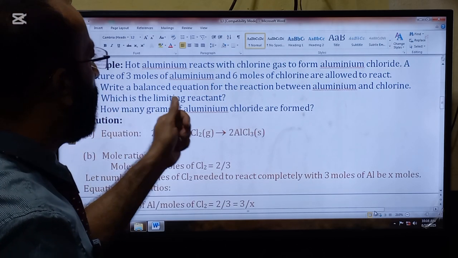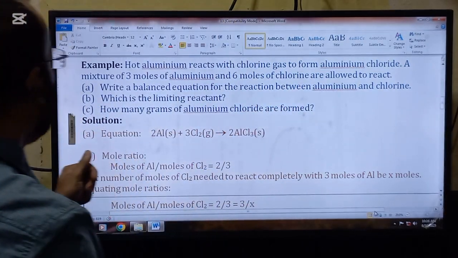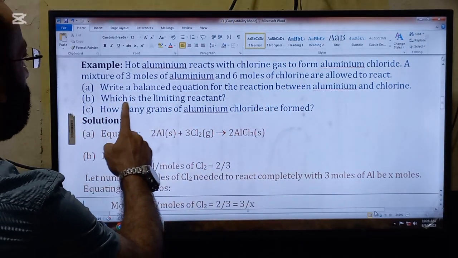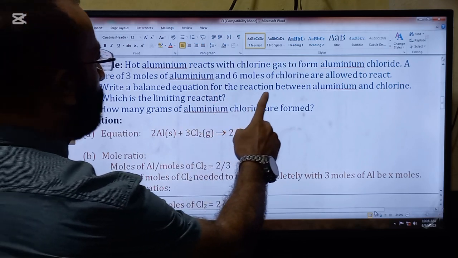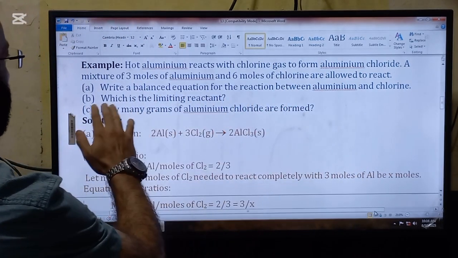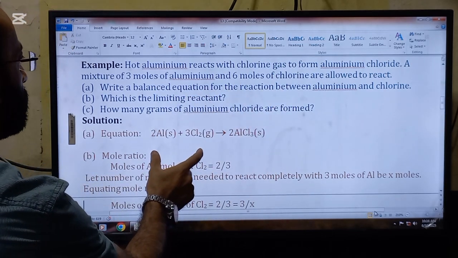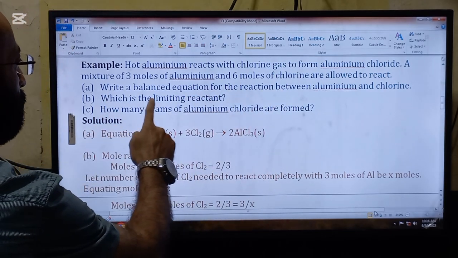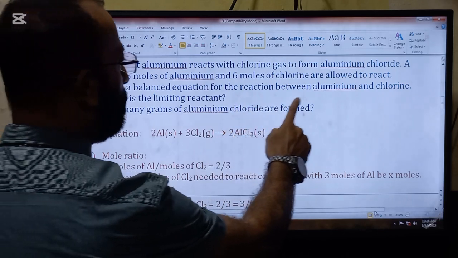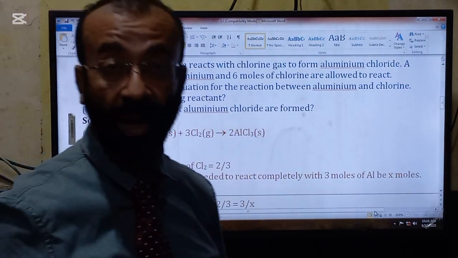Hot aluminium reacts with chlorine gas to form aluminium chloride. A mixture of 3 moles of aluminium and 6 moles of chlorine are allowed to react. So look now, aluminium and chlorine are going to react. First part is to write a balanced equation for the reaction between aluminium and chlorine. So you have to write down the balanced equation.